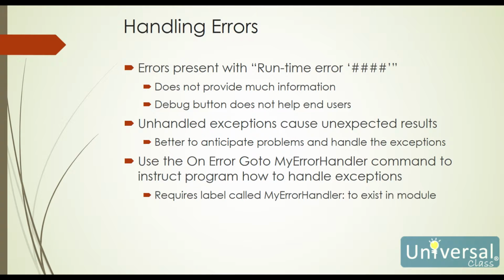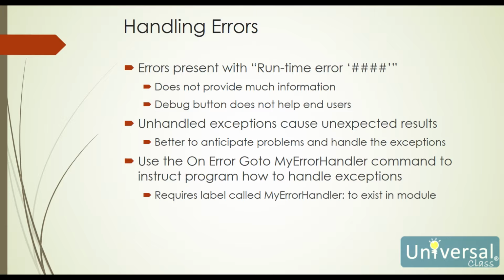One of the problems that we have with VBA is if we start encountering errors with our program, we'll get what are called unhandled exception errors, which are just simply these messages that pop up that say runtime error and then have some cryptic number. They don't provide much information, and the debug button doesn't help the end user at all. So what we want to do is provide some sort of means to provide a better message to the user to tell them, hey, this is what you did wrong.